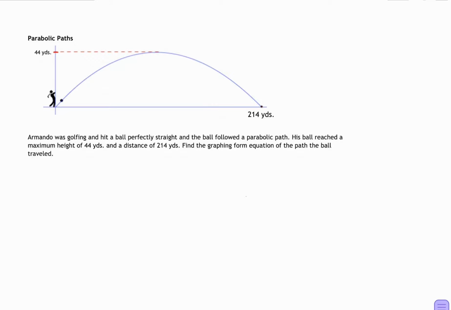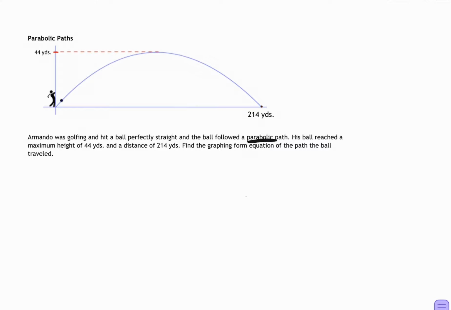The goal of this problem is to take a look at a word problem and write the equation that matches up with it. So in this particular problem, it states Armando is golfing and hit the ball perfectly straight, and the ball followed a parabolic path. His ball reached a maximum height of 44 yards and a total distance of 214 yards. Find the graphing form equation of the path that the ball traveled.